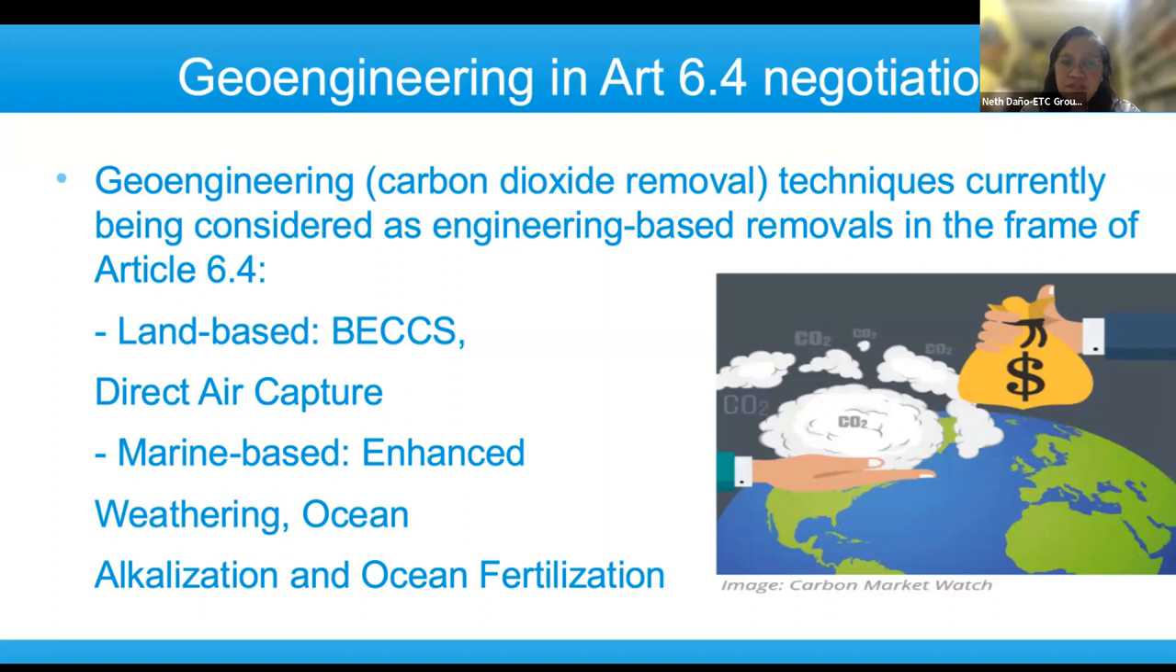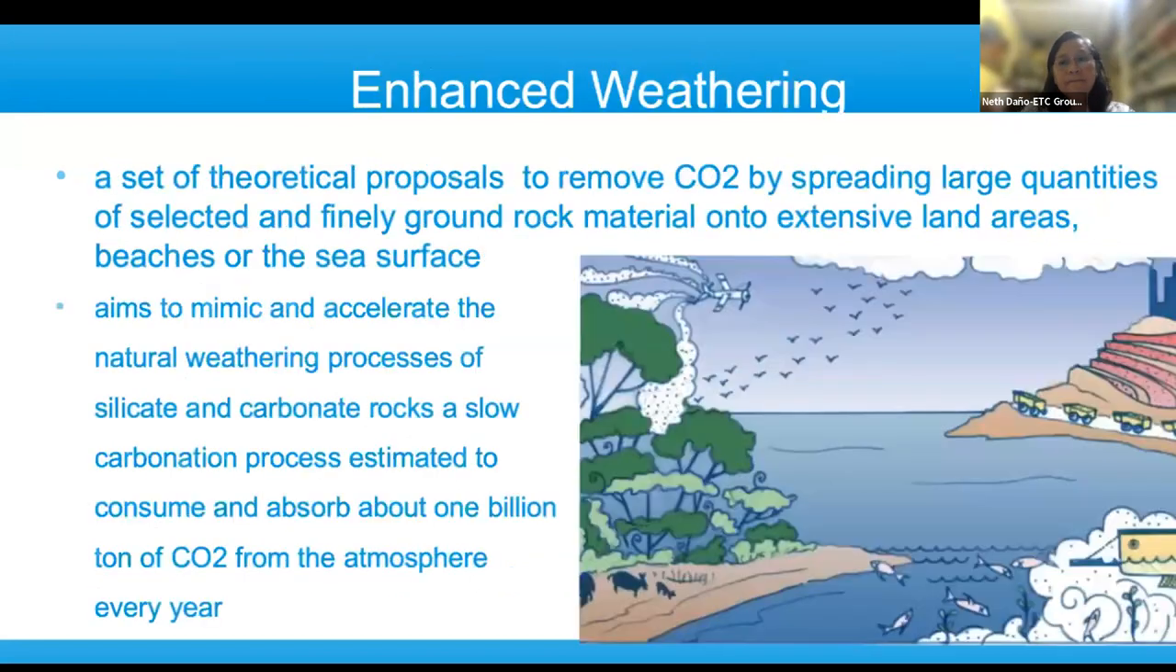I will focus my presentation on marine-based carbon dioxide removal techniques, namely enhanced weathering, ocean alkalinization, and ocean fertilization, just to concretize these discussions on removals and what they mean for livelihoods, for the rights of communities, as well as for the environment and biodiversity.